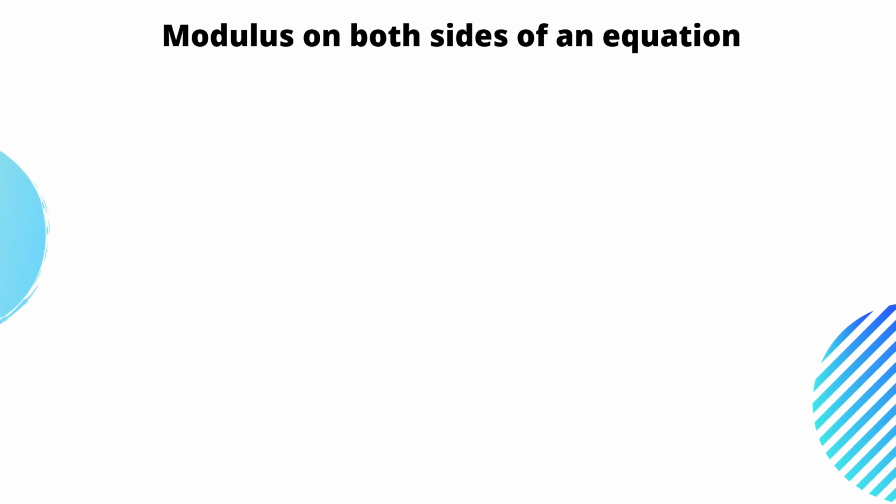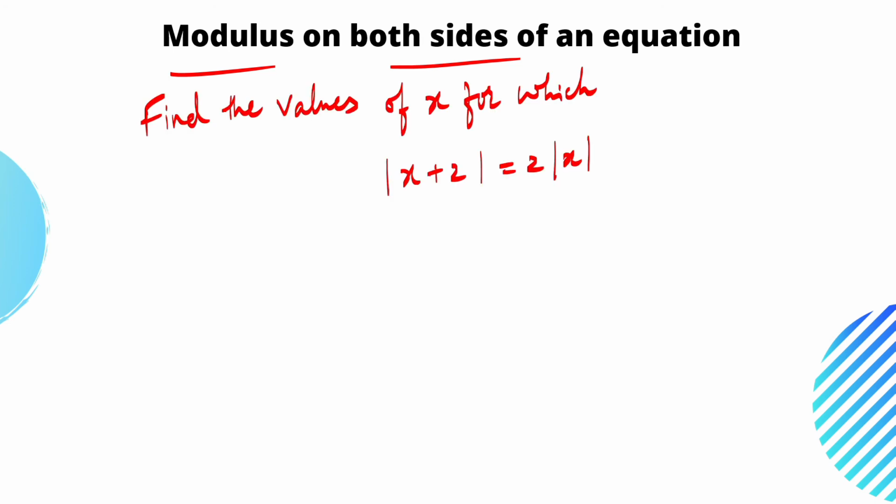Okay, so modulus on both sides of an equation. Find the values of x for which modulus of x plus 2 is equal to 2 times modulus of x. So here in this case we have modulus on both sides. We can eliminate modulus in many methods, but the most convenient methods are, the first one is squaring both sides, and the second one is considering the two values of the modulus, the plus case and the minus case. Let me explain both of them.